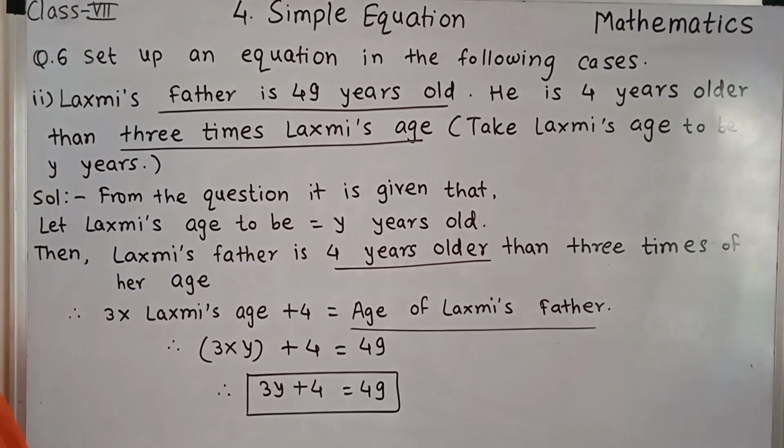4 years older means what? It is a bigger number, so what should we do? We should take the addition. So here what will come is 3y plus 4 equal to 49. So multiply and it will come to 3y plus 4 equal to 49. And this is our equation. Yes. So we'll see the next sum, that is the third one.